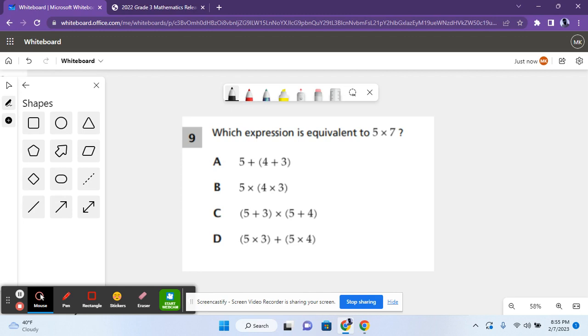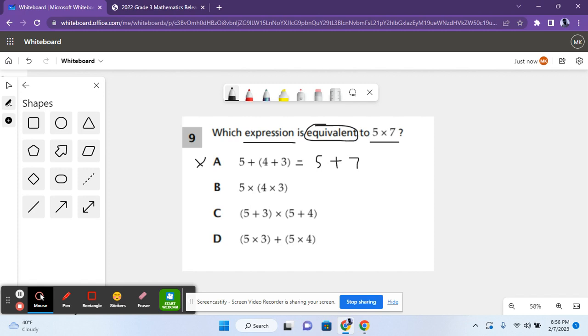For question 9, it says which expression is equivalent to 5 times 7. So here we need to look at each of the expressions and find out which one is equal to 5 times 7. Very straightforward. So for A, it says 5 plus, open parentheses, 4 plus 3, close parentheses. So for this, we need to find what's in the parentheses first. 4 plus 3 equals 7, so this equals 5 plus 7. 5 plus 7 is not the same thing as 5 times 7, so A is not the correct answer.